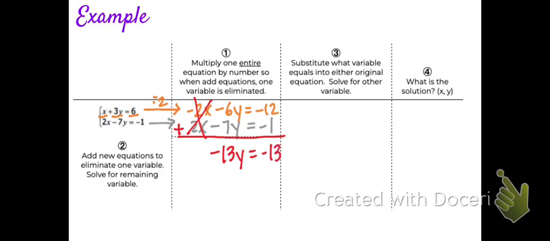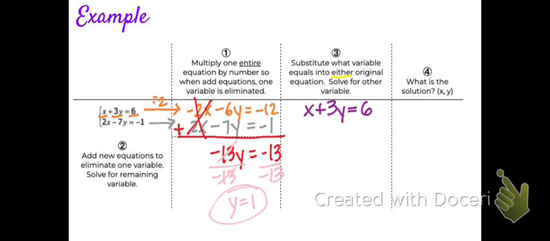Now I have an equation that I can easily solve for y by undoing that multiplying by dividing by negative 13. And I see that y equals 1. So we're halfway there. We know what y is. We need to know what x is. What the next step says is substitute what that variable equals, the y equals 1, into either one of the original equations. So it doesn't matter which one I use. I'm going to pick the first one because it looks a little bit easier as far as the numbers, but you'll get the same answer for x if I use the second equation instead.